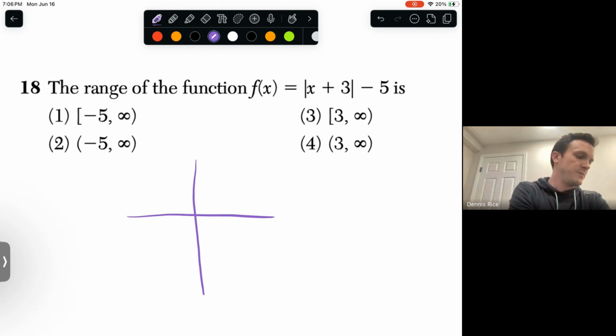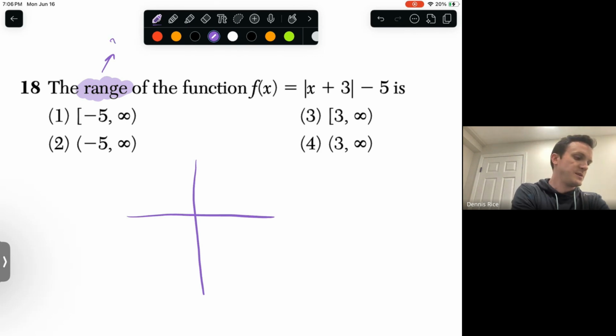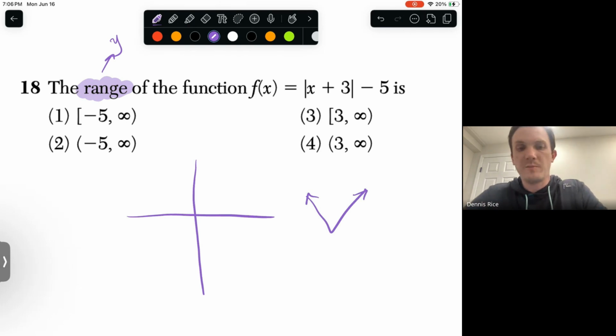First of all, when we talk about range, what are we talking about? Do we know what the word range means? Yeah, the y value. So this question is basically saying, all right, this graph is going to be a V shape, right? So the domain would be all real numbers, but where is that cutoff for the range? The range doesn't go on forever, right?